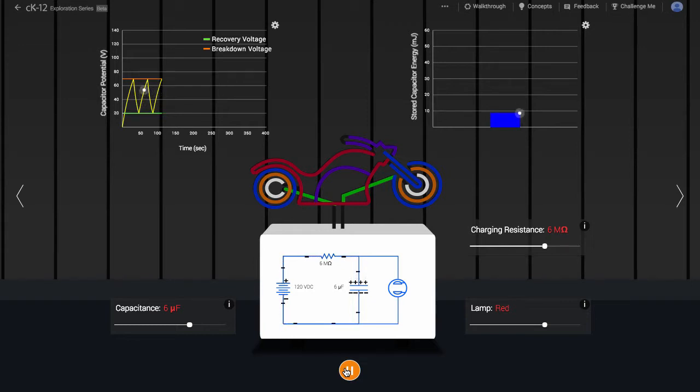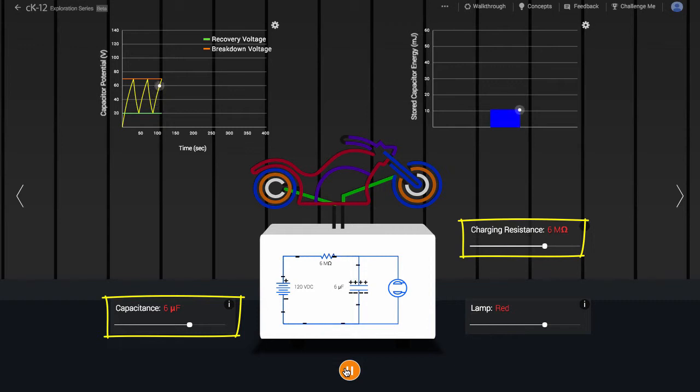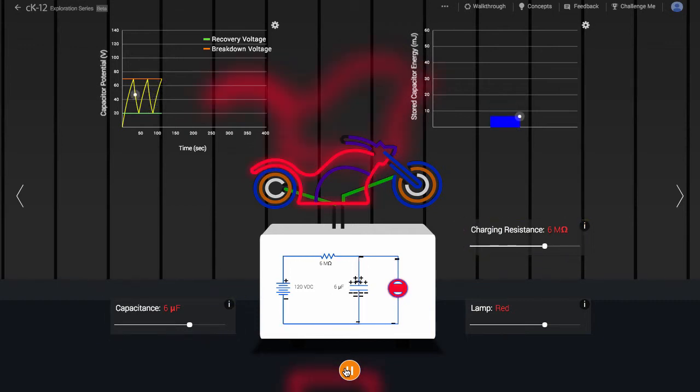Different gases will have different breakdown voltages, recovery voltages, and also different resistances when recharging. I bet you could figure out what all of those are. In general, roughly, the amount of time it takes a capacitor to charge through a resistor is given by the product of the resistance and capacitance, RC, measured in seconds. So if you have a 6 megaohm resistor and a 6 microfarad capacitor, you'd expect about 36 seconds to charge. We've sped it up for you here in the animation, but the time values on the graph are reliable.